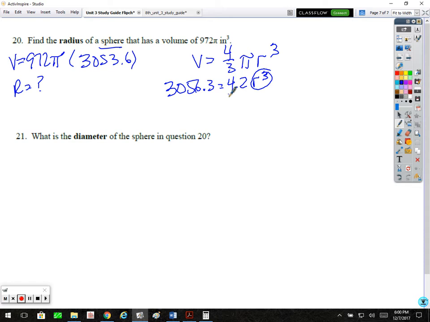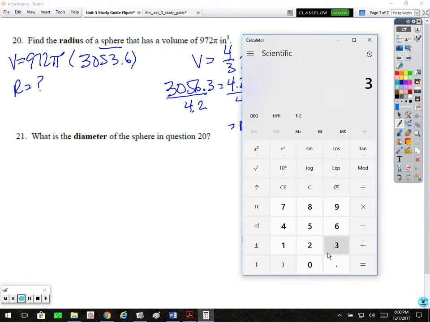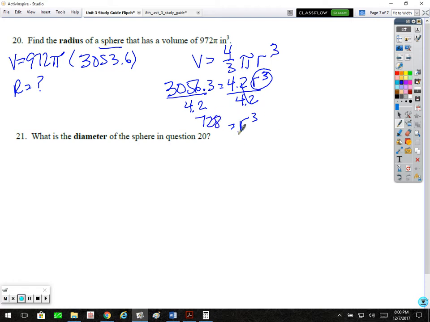Alright. I'm solving for radius, so I'm going to divide by 4.2. So I have r to the third power, r cubed, is 3056.3 divided by 4.2. Gives me 727.6. We'll just leave that as 727, just to the nearest whole number. You can do it at 728. It's not going to matter. Okay. So if we round it up, it'll be 728. So 728 is r cubed.